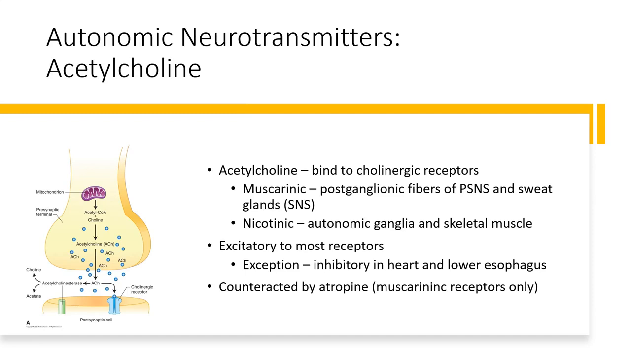We also have nicotinic cholinergic receptors. These are found on the autonomic ganglia and on the skeletal muscle at the neuromuscular junction. Acetylcholine is excitatory to most receptors. Some exceptions include inhibitory effects in the heart and in the lower esophagus. Acetylcholine can be counteracted by the drug atropine, but this is only targeting our muscarinic receptors.